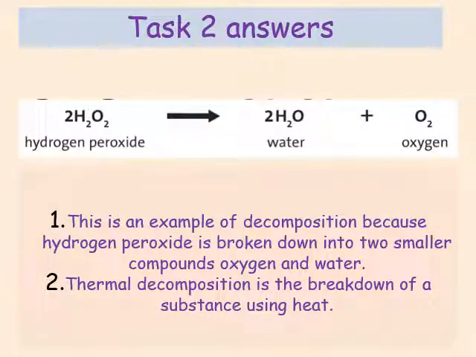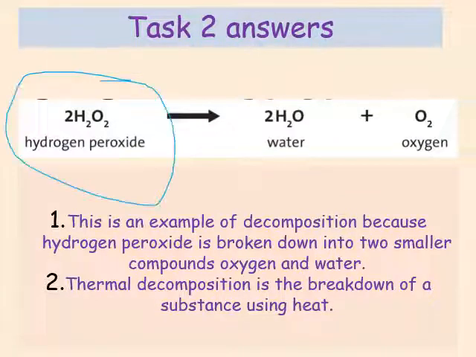Okay, task 2 answers. The model answers would have been: this is an example of decomposition, the hydrogen peroxide, because hydrogen peroxide, the compound itself, is broken down into two smaller compounds, oxygen and water. Notice nothing's added apart from heat, no other chemicals. Heat is not used in hydrogen peroxide, silly Miss Shearman. This is just natural decomposition. However, thermal decomposition is the breakdown of a substance using heat.